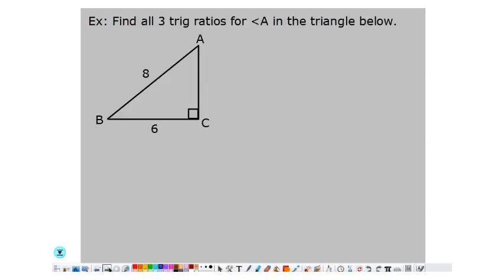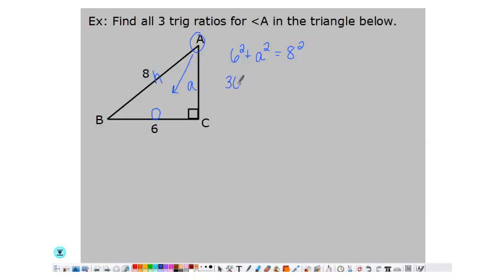So now, what happens if you're not given all of the sides? So we want to find all three trig ratios again for angle A, but we're missing a side. So if we look, we have the hypotenuse is 8, we have our opposite, which is 6, but we're missing our adjacent side. So that's when we want to go back to our Pythagorean theorem. So we know that 6 squared plus our adjacent side squared should equal 8 squared. So we want to solve for A.